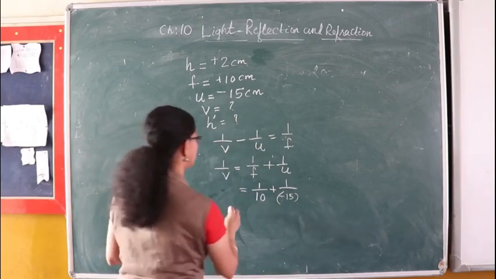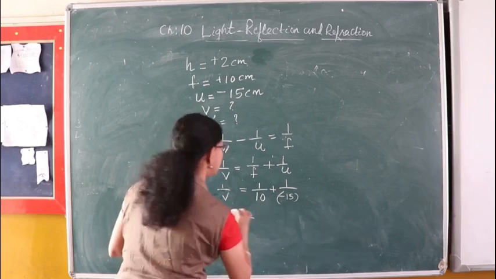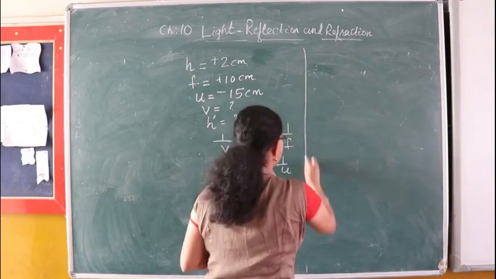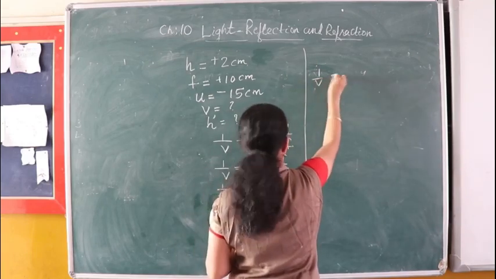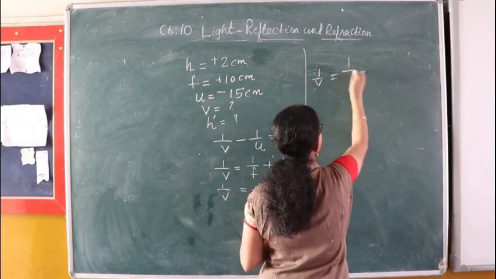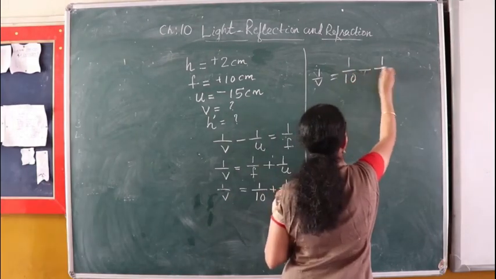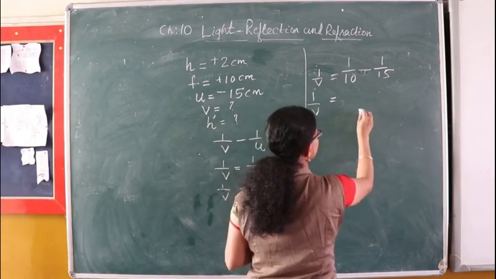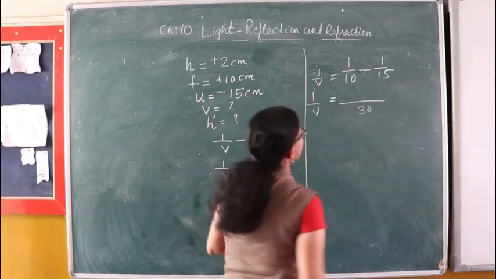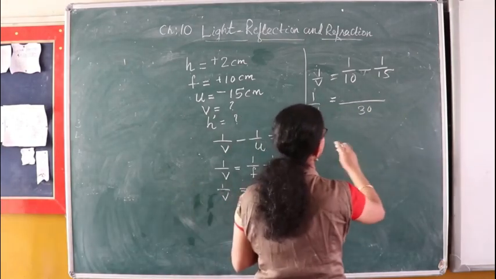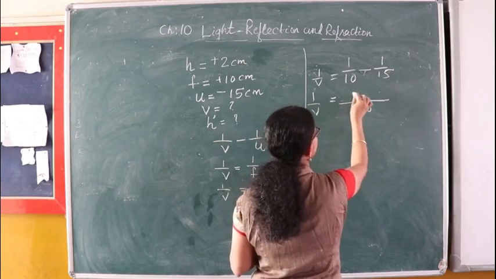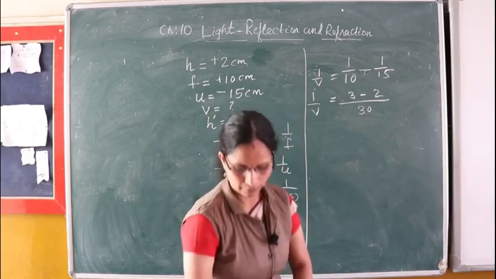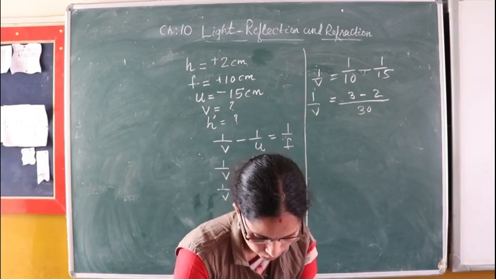So this is 1 upon v. 1 upon v is equal to 1 upon 10 minus 1 upon 15. By finding the LCM, we get 30 as the LCM, and here it is 3 minus 2.